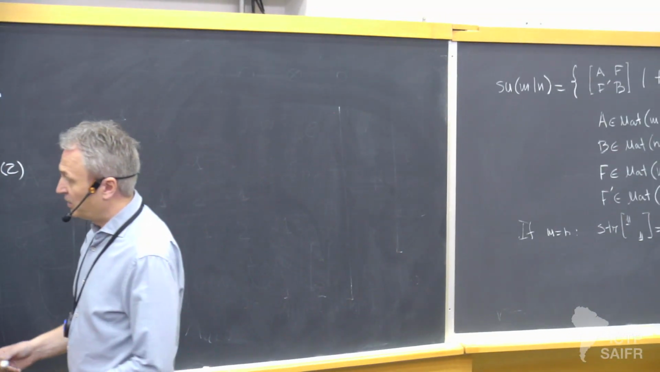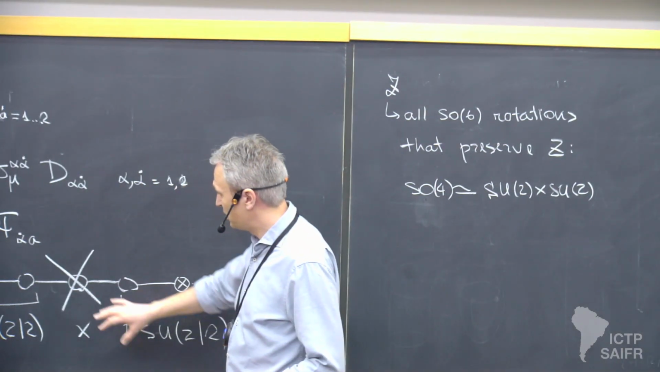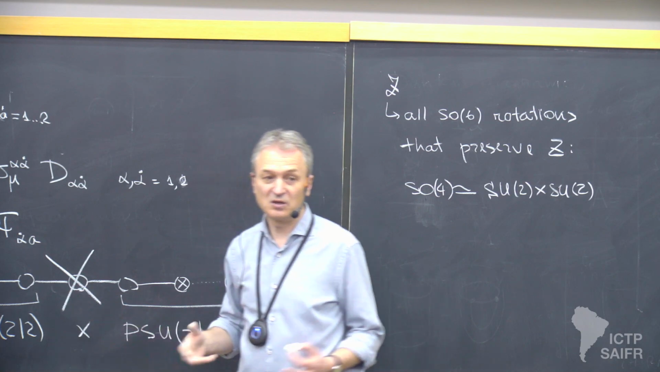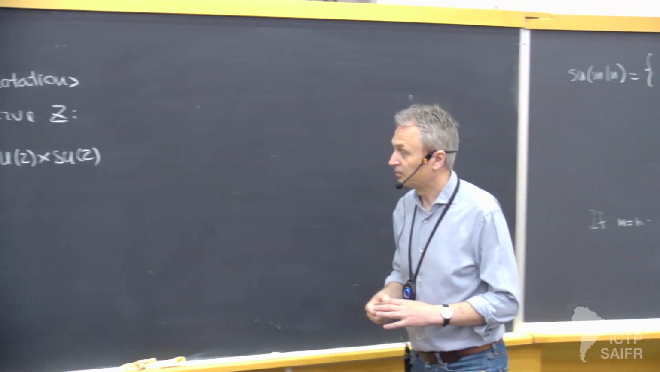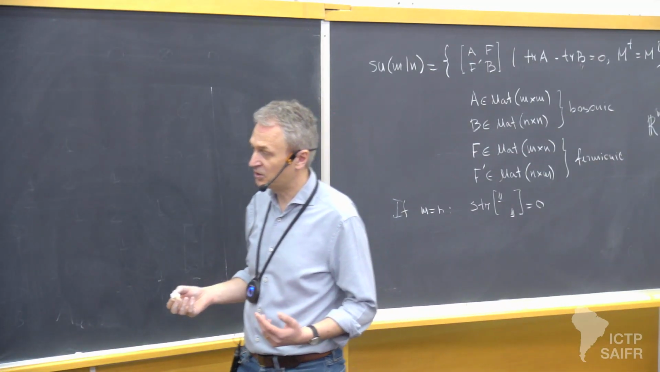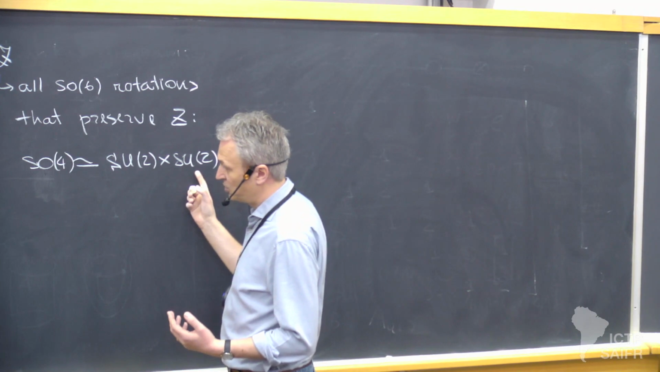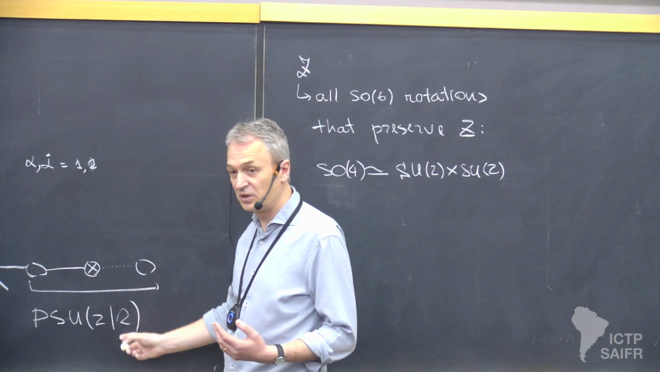And at the level of the Dynkin diagram, again, we take the Dynkin diagram of SO6 and cross out one node. What remains is two circles, and this is the Dynkin diagram of SU2 cross SU2. So if we add supercharges, then each of these SU2s is extended to a superalgebra, which is called PSU(2|2).